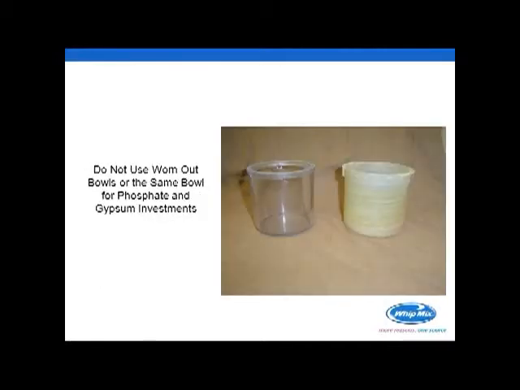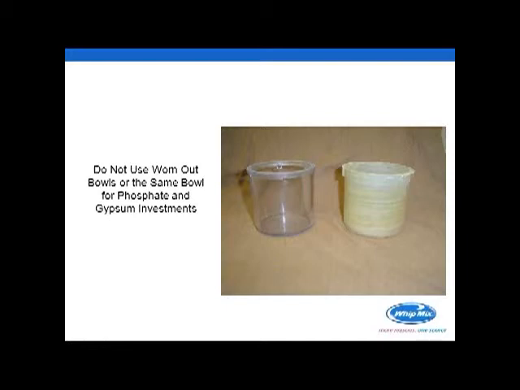Now, you also don't want to use worn-out bowls or the same bowls for phosphate and gypsum investments. If you're mixing in these same bowls, that phosphate investment will cause your gypsums to either not harden at all or to increase the setting time. So please use different bowls. The one on the right is good for holding instruments and stuff at the sink and things like that, brushes. But it really is past its time for a mixing procedure.